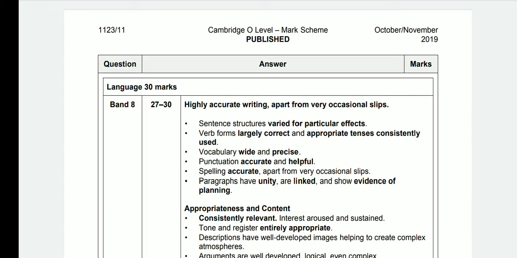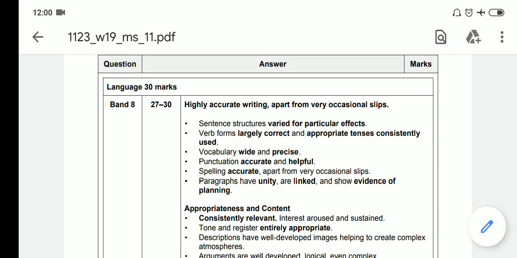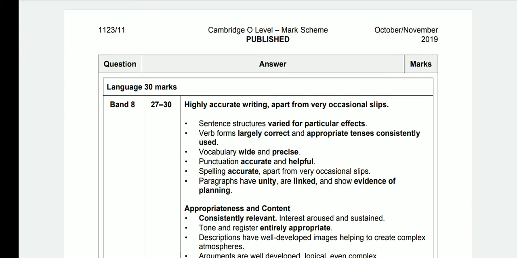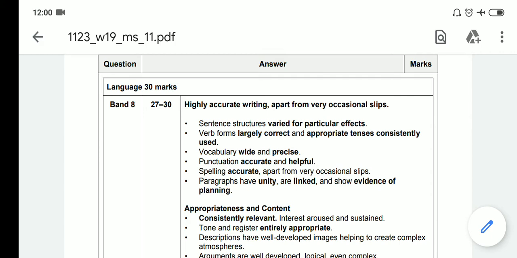Bismillahirrahmanirrahim. Students, this is the marking scheme of creative writing, Section 2, Paper 1, that is writing. On the top of the marking scheme it is mentioned that the sentence structure should be varied for particular effect. This is the expectation of the examiner in the marking scheme.